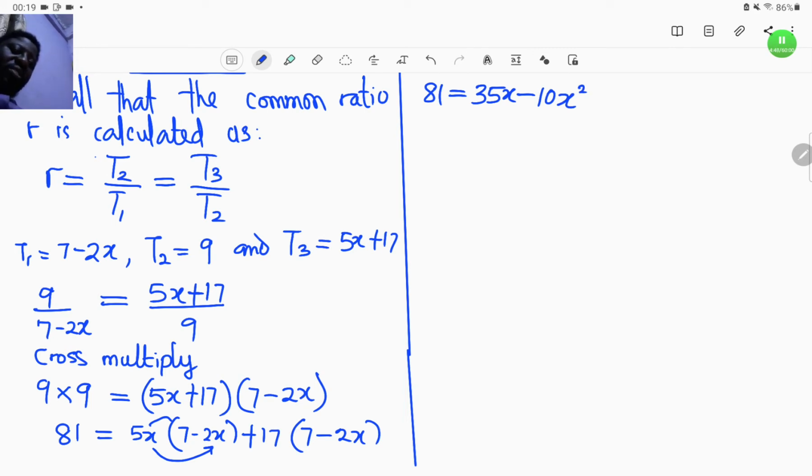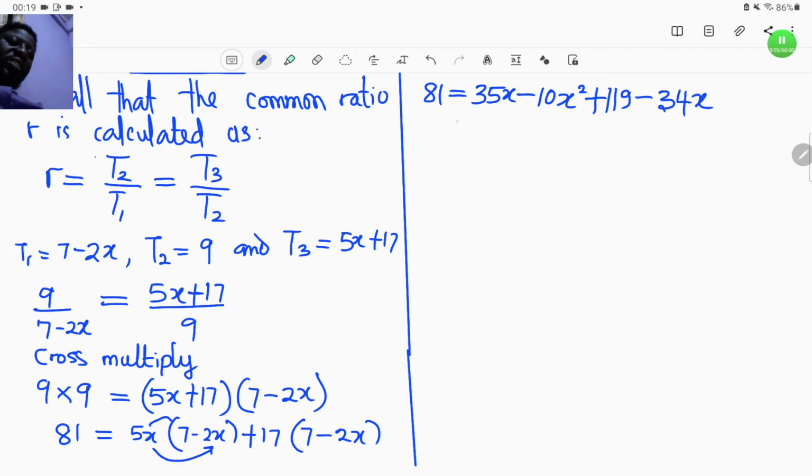Then we move to the second bracket. The second bracket starts with a plus sign, right? Plus 17 times 7. 17 times 7 gives us 119. If you punch your calculator, you will get 119. Then 17 times minus 2x gives us minus 34x. Having got this, we collect like terms.